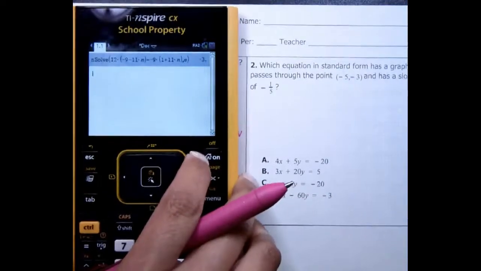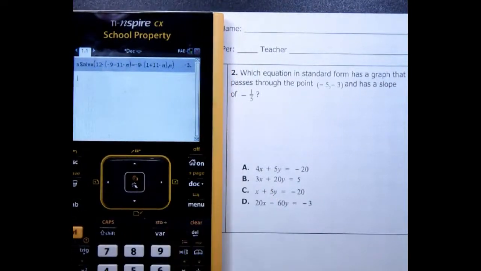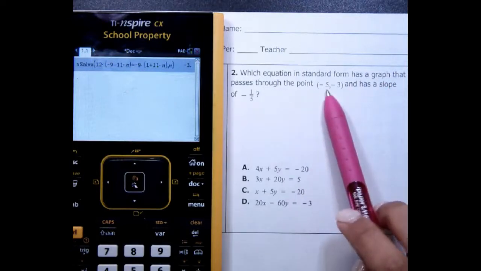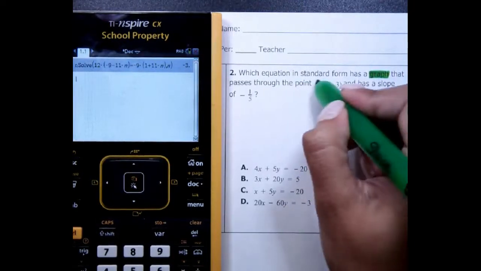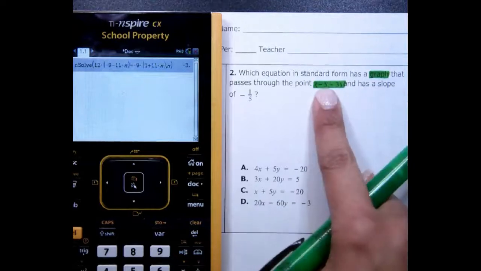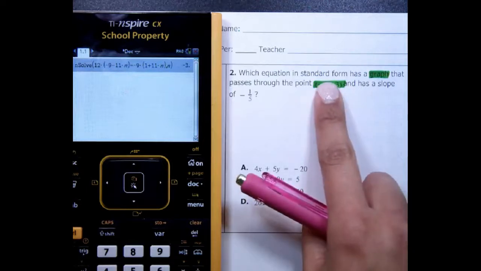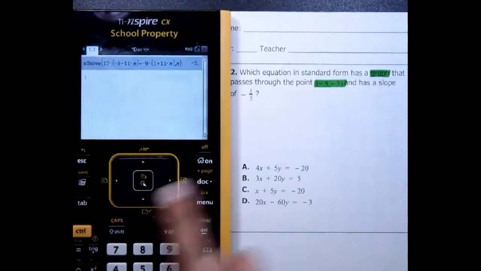Moving on to number 2. This is a calculator question, but we are not going to be using nsolve because this time they want us to find which equation in standard form has a graph that passes through the point -5, -3, and has a slope of -1/5. So they're asking me for a graph, but I don't have a graph. And they want me to find which one of these equations makes a graph that passes through that point. Well, I don't have a graph, but I can graph each of these equations, and I can see which one passes through that point. So we're going to do this in a graph page because we need to graph the answer choices.